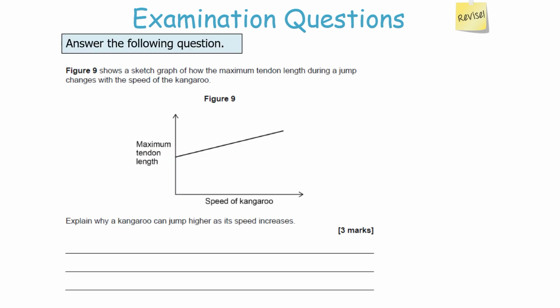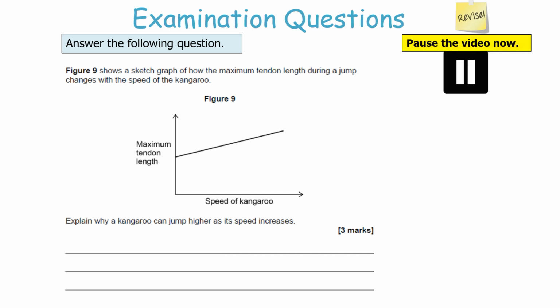Figure 9 shows a sketch graph of how the maximum tendon length during a jump changes with the speed of the kangaroo. Explain why a kangaroo can jump higher as its speed increases. Pause the video now, then unpause the video when you want to go through your answer.